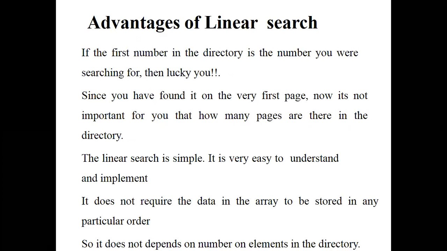Advantages of linear search: if you are going to search for the first number, it's very easy. If you want to know the name of roll number one from your class, it's very easy. However, if your class has 100 students and you want to know the name of the 99th student, and you have to check from 1 to 99, it will take much time. So if you are lucky, you just check the first index. However, if you want to check the last index, then you are not lucky, you have to check the whole directory.